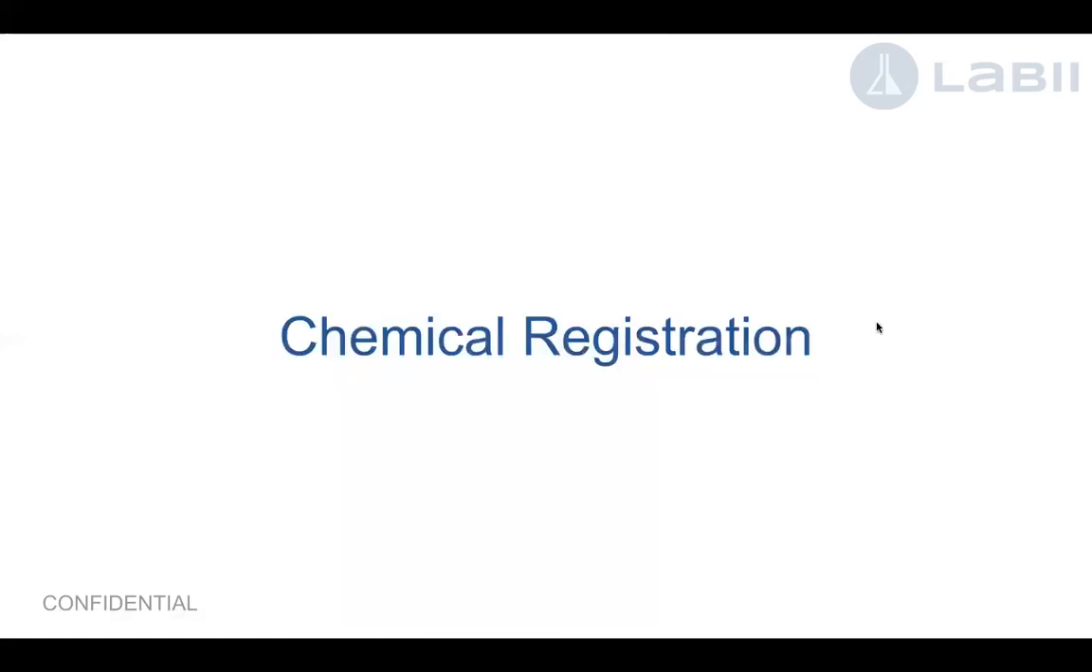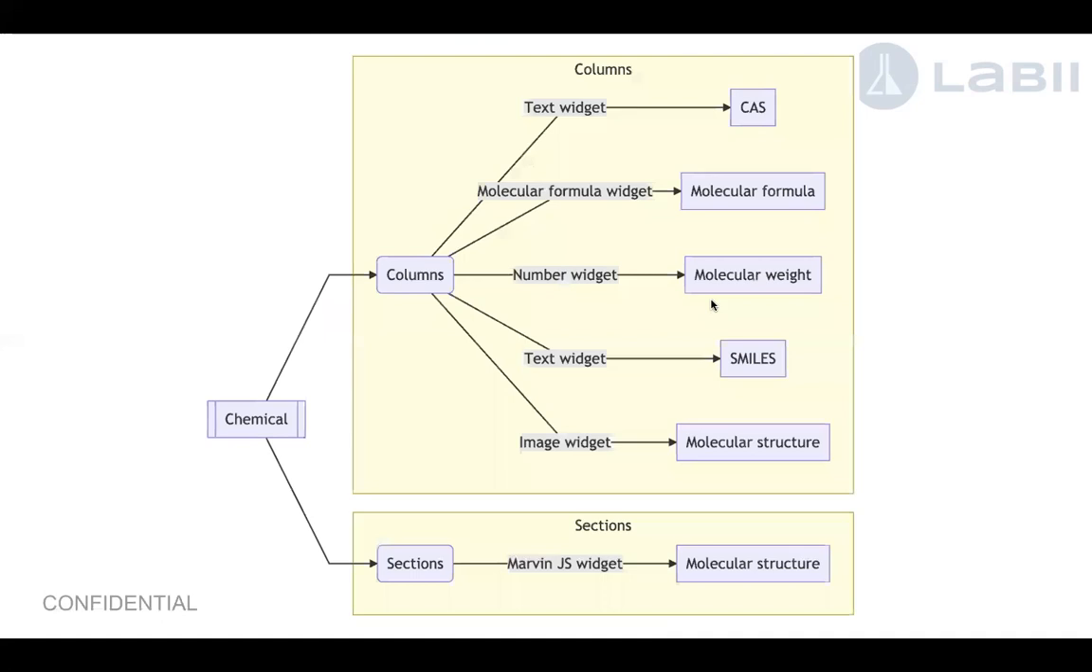And then besides the LIMS, Labii can also be used, based on our design, for chemical registration. Many labs, especially those developing pharmaceutical chemicals, can do this. For example, in the design, in the columns you can put the CAS number, the molecular formula, and the molecular weight associated with it. If you want to see the structure, you can display the SMILES and the molecular structure.